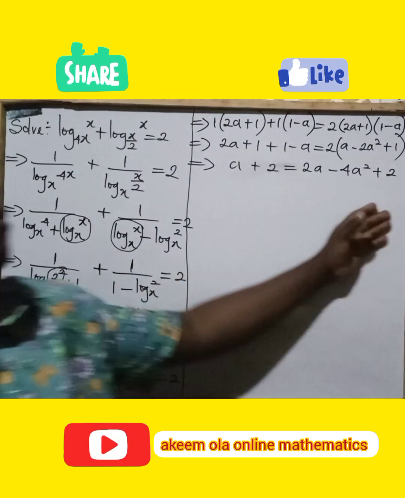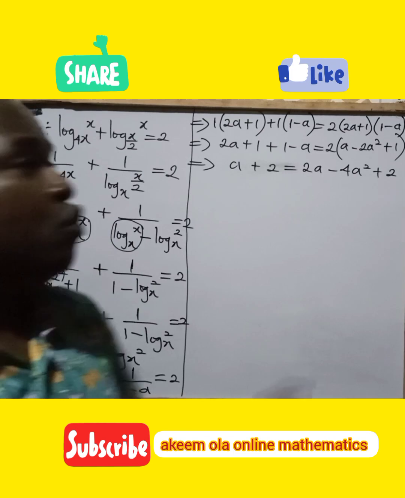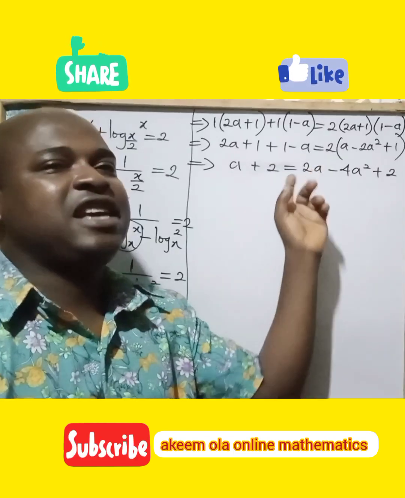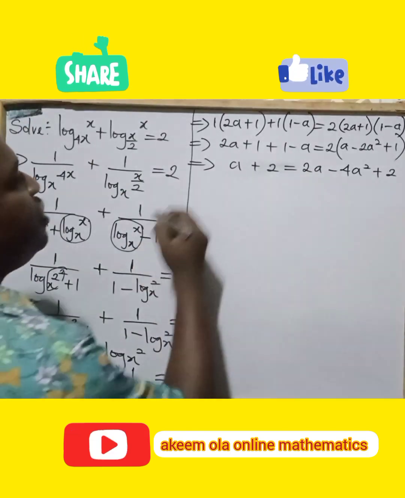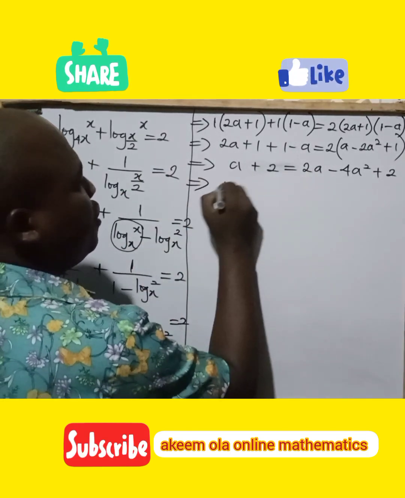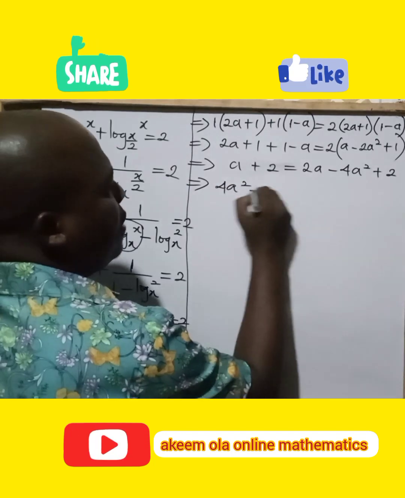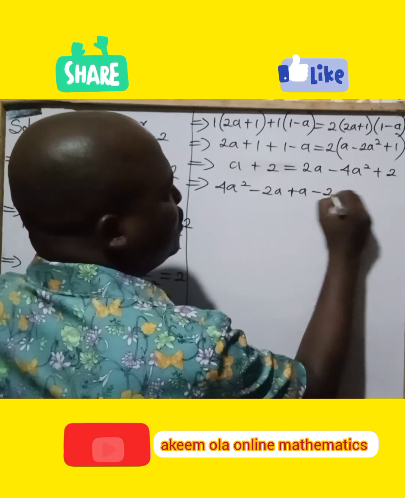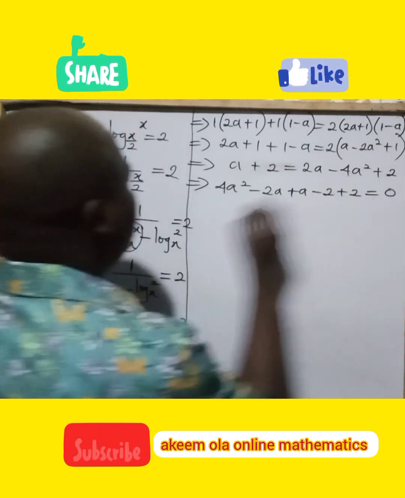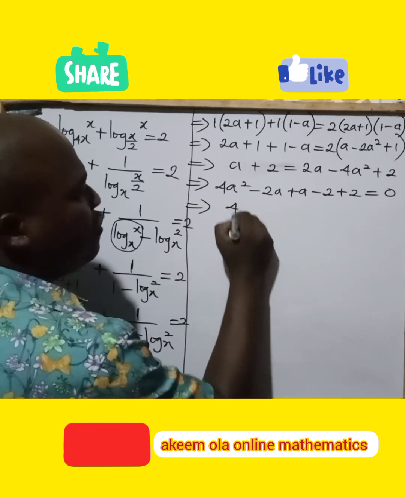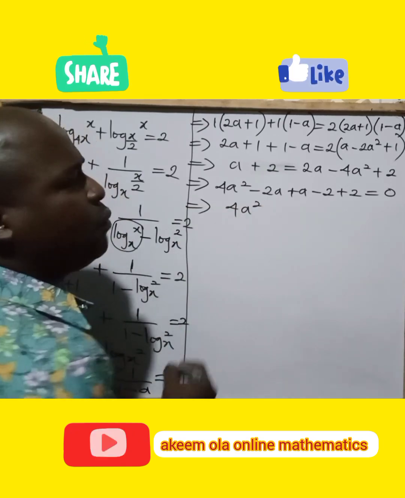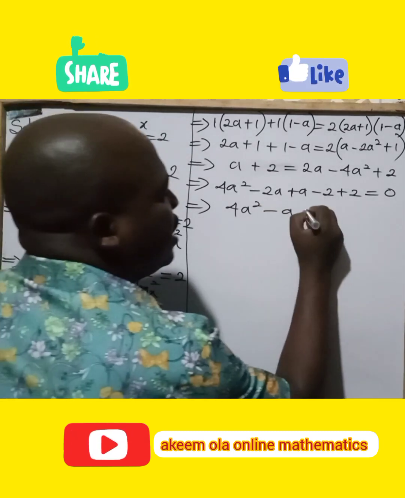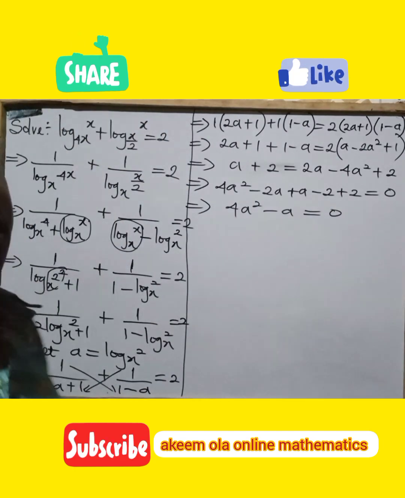Now we can move everything to this side. And you know, once you move something from here to the other side, and there is an equality sign here, the sign will change. That means we will have 4a squared minus 2a plus a that is already there. Then minus 2 plus 2 is equal to 0. So from here, we are going to have 4a squared minus 2a plus a will surely give us minus a. Then minus 2 plus 2 will give us 0. So we can now equate everything to 0.